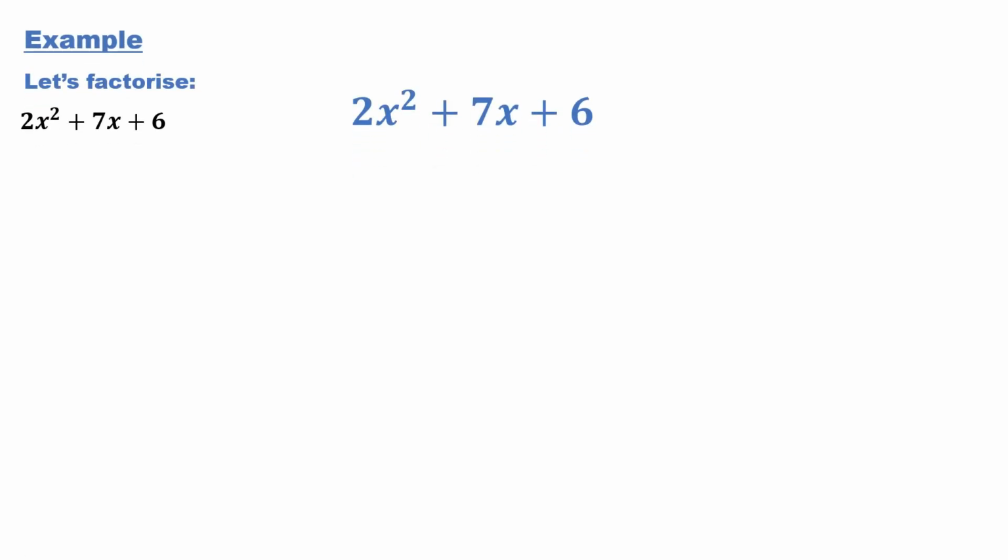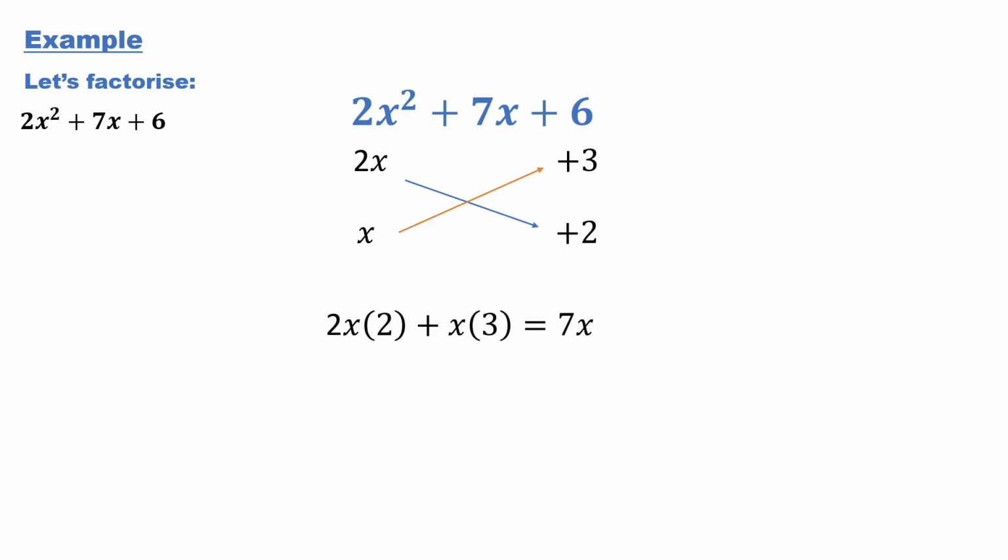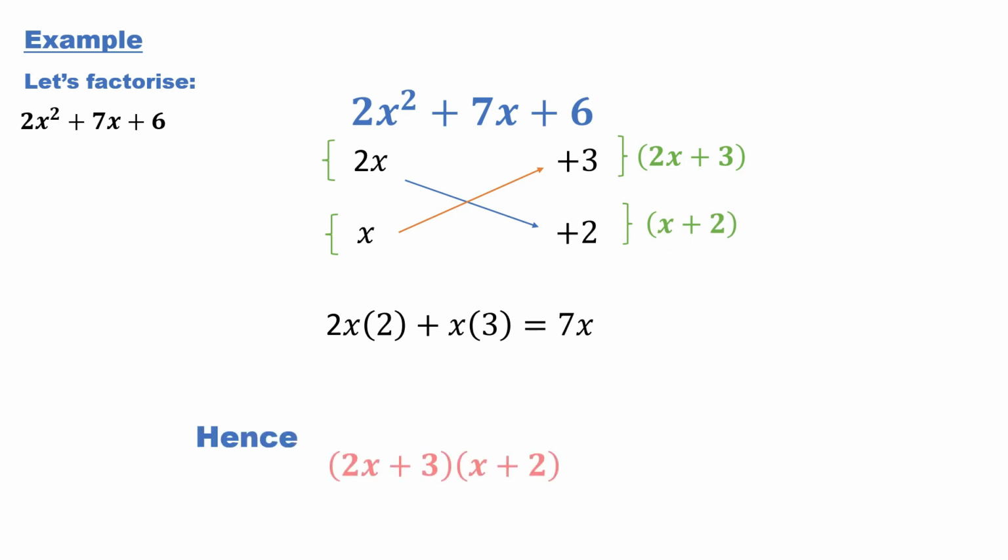Let us do an example together and apply this approach. Given the following expression, 2x squared plus 7x plus 6, we can see that the two numbers which can give us 2x squared are 2x and x. Also, the two numbers which can give us 6 are 3 and 2. If we do cross multiplication, we get 2x times 2 and x times 3, which is 4x plus 3x, which is equal to 7x. So, from the first row, we can now get 2x plus 3, and from the second row, x plus 2. Hence, our answer is 2x plus 3 in brackets and x plus 2 in brackets.